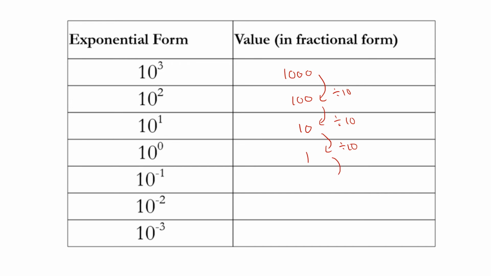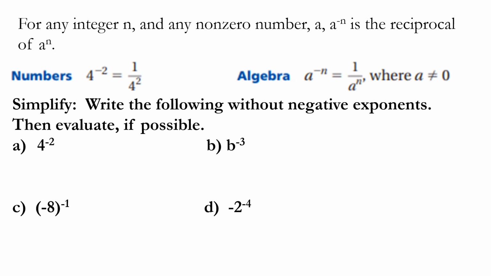And now if I divide by 10 again, I'm going to get 1/10, and that is what 10 to the -1 is. If I divide by 10 again, I'm going to get 1/100th. And if I divide by 10 one last time, I'm getting 1/1000th. So for any integer n and any non-zero number a, a to the -n is the reciprocal of a to the n.